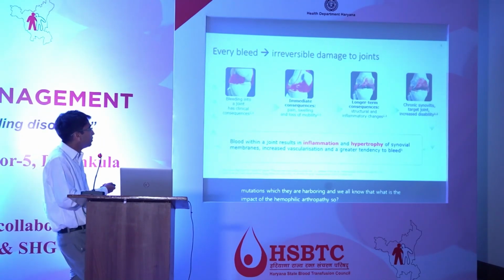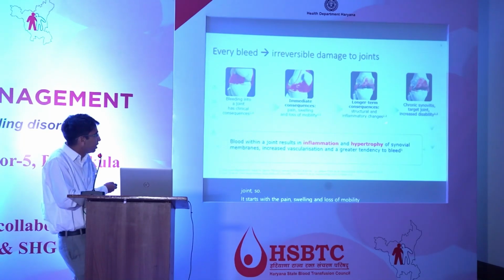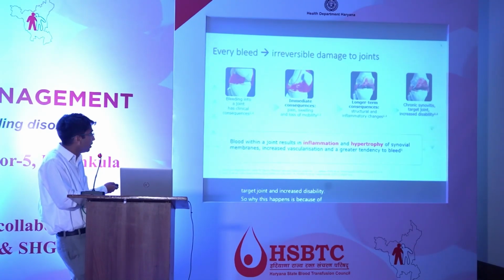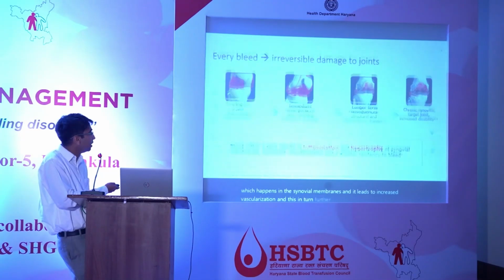So this is a stepwise cartoon which shows what happens inside the joint. Every bleed actually has a clinical consequence, and every bleed episode does leave some irreversible damage to the joint. It starts with the pain, swelling and loss of mobility. It progresses to structural and inflammatory changes, and finally chronic synovitis, target joint and increased disability. Why this happens is because of the inflammation and hypertrophy which happens in the synovial membranes, and it leads to increased vascularization, and this in turn further increases the tendency to bleed.